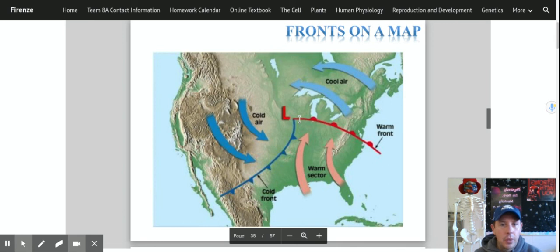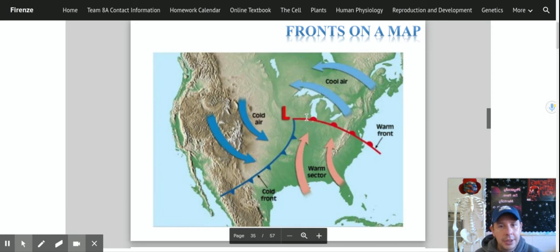Okay, we have a warm front. Here's a bubble of warm air. There's a warm air mass heading up to the northeast this direction. So the warm air is here, and that's why we have our warm front symbol here. So it's going to be raining all along here too. It's going to rain all through here, and it's going to rain all through here.